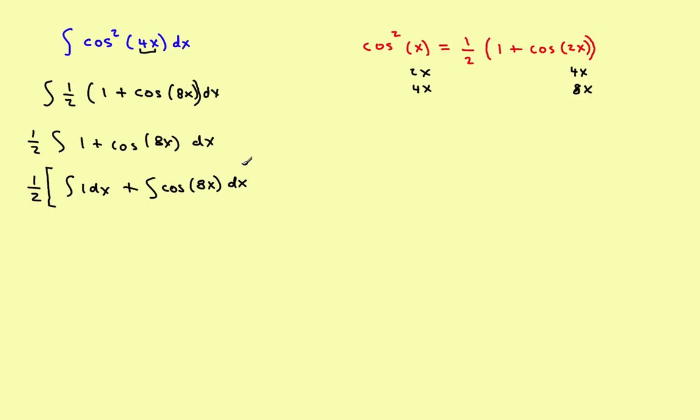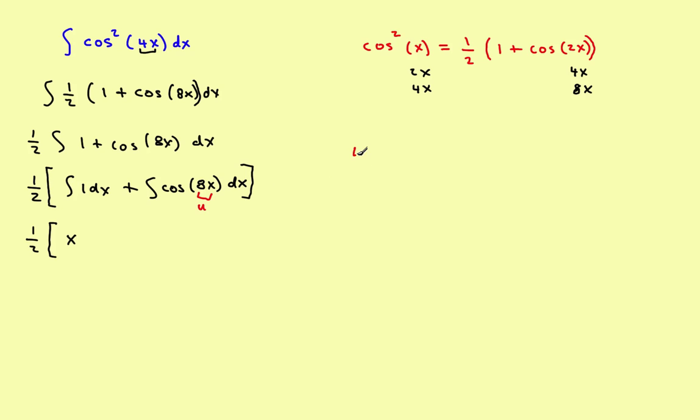Now again, the first one does not require u substitution. It's exactly like it was in that last problem. So we'll make this be 1/2 of, and the integral of 1 dx just turns into an x. But again, like on that last problem, since this is something more complicated than just a simple x, we're going to have to use a u substitution on this one.